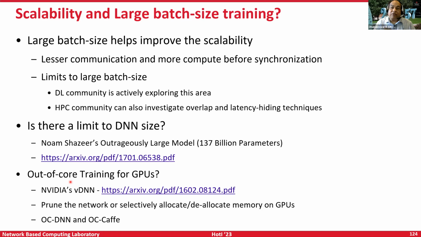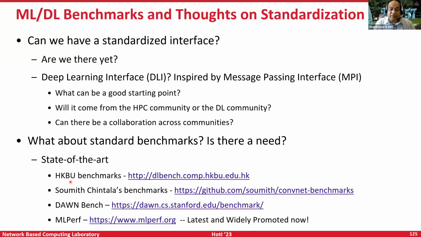Many of you, the old timers, might know like in the history of HPC, there used to be out of core sorting. How do you do the sorting if your entire data set you cannot fit in the physical memory? Similar ideas or challenges are coming here and people are trying to provide solutions.